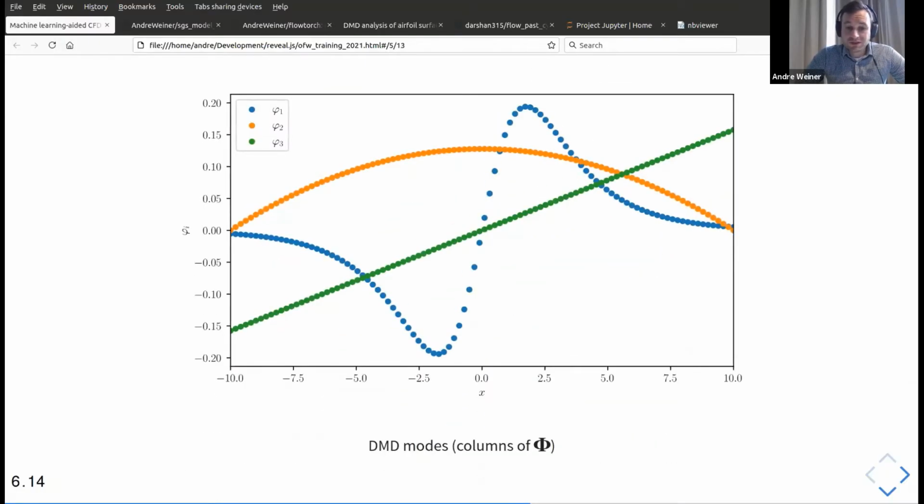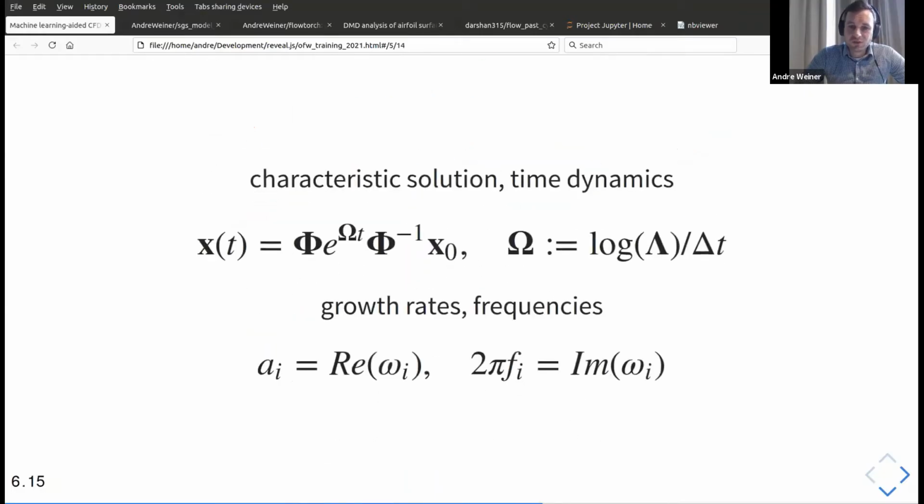All right, so here's an example of how the DMD modes look for the simple example that we looked at before. You see that each mode is representative of one of the functions that we superimposed to create the input data. The DMD also provides us with information about the time dynamics for each mode, so we get an amplitude and a frequency for each mode.